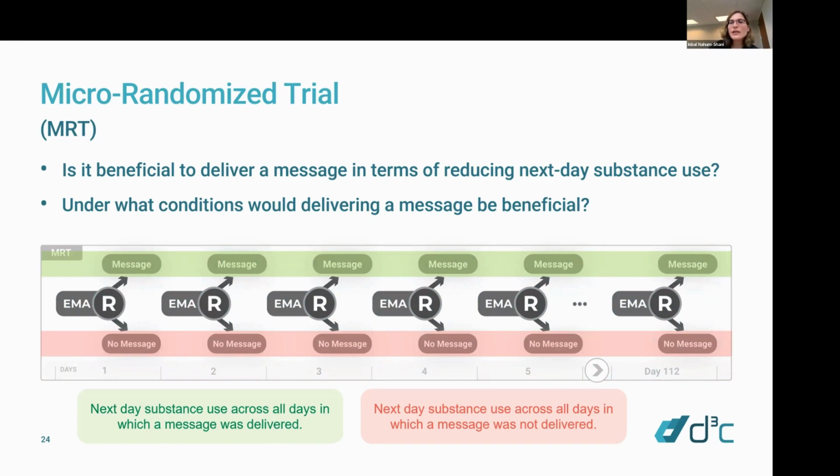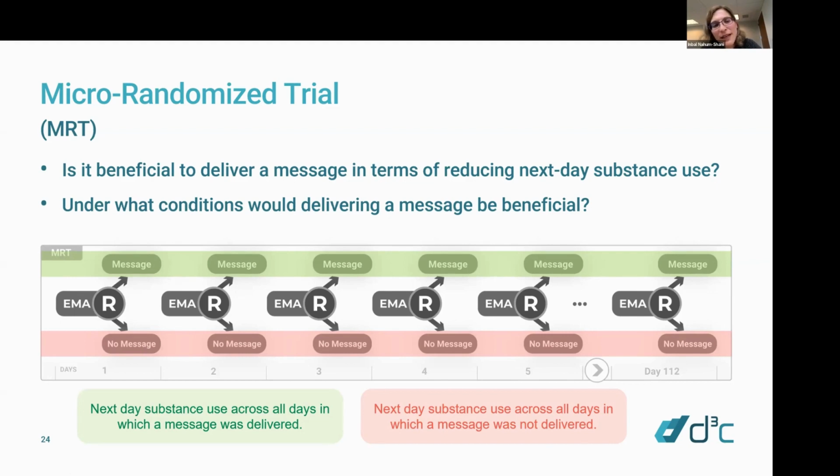To answer this question, all I need to do is take the mean outcome of next day substance use across all the days in which a message was sent across all participants in the trial and compare it to the mean outcome next day substance use across all the days in which a message was not sent across all my participants in the trial. Your entire sample and all the days in which you were micro-randomized will contribute information that will be used to estimate this effect. This is the average proximal effect of sending a message versus no message on next day substance use. And it's an average effect because you're averaging over all the participants in the study and all the days in which you were micro-randomized.